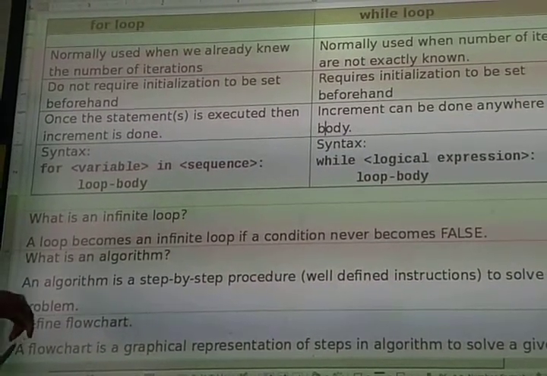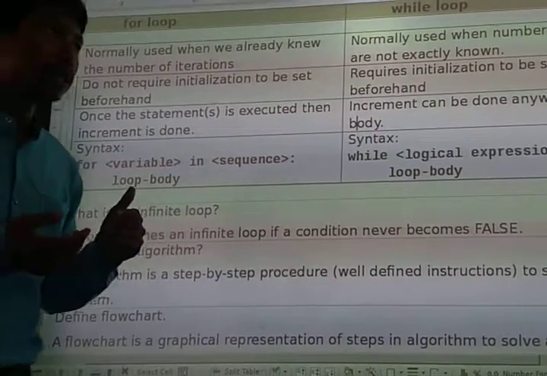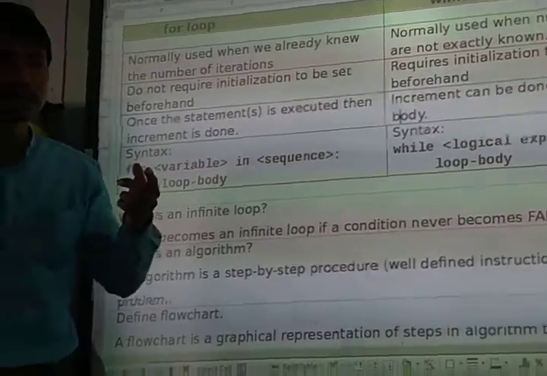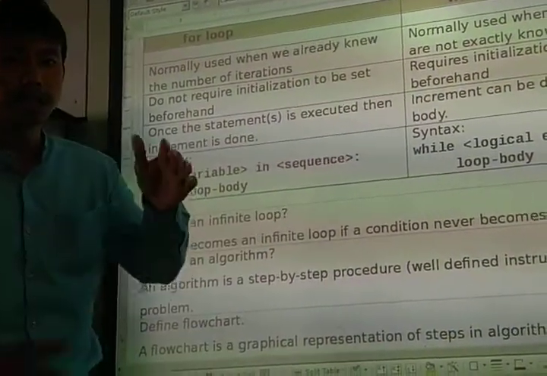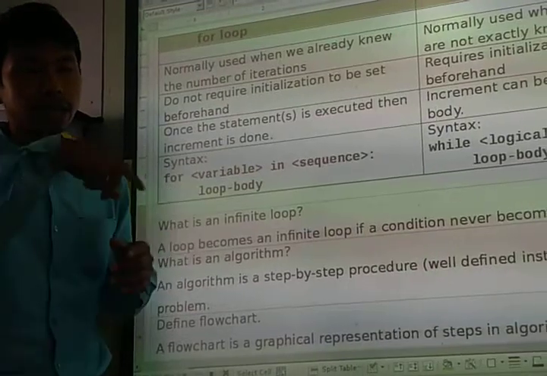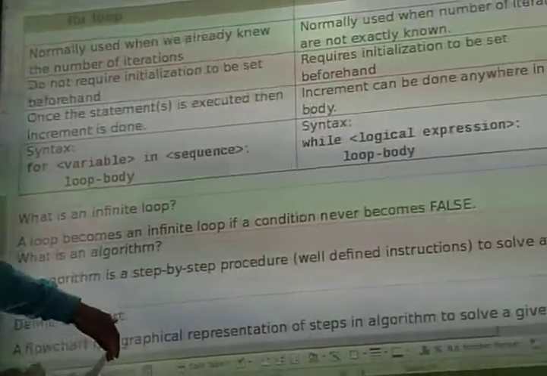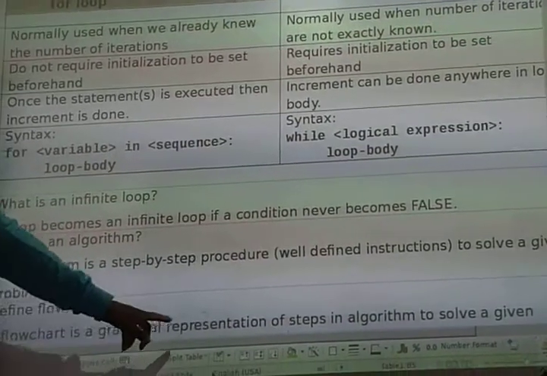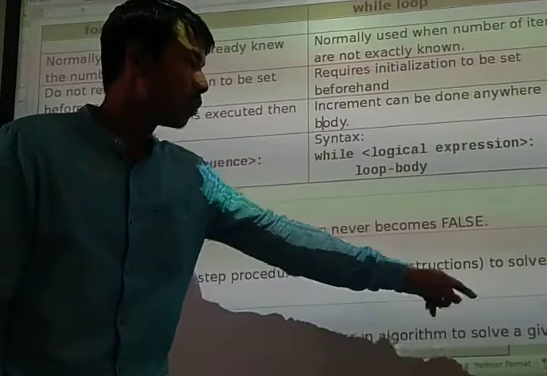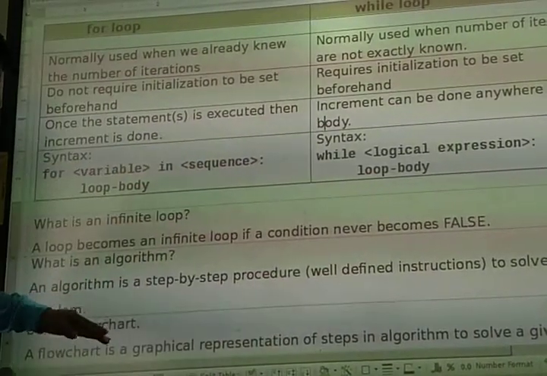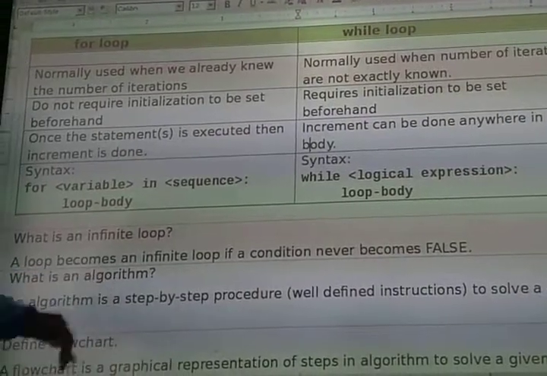And the last one is, define a flowchart. As I have done for the sequence construct, then the selection construct, then the iteration construct, here I have used flowcharts, with arrows and boxes. So this is known as a flowchart. A flowchart is a graphical representation of the steps in an algorithm to solve a given problem. So the flowchart is mainly a figure that shows all the steps that are in the algorithm.